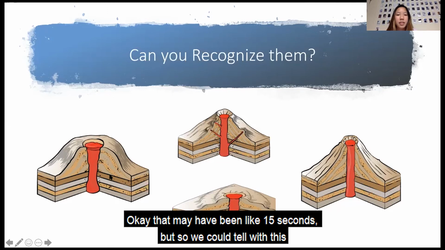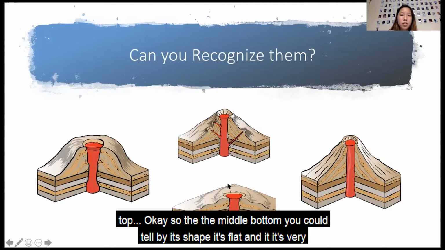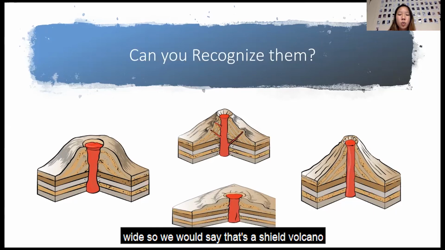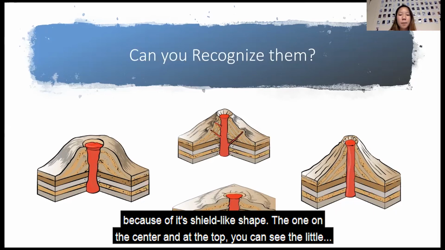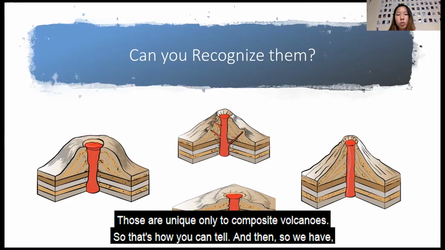Okay, that may have been like 15 seconds, but so we could tell, the middle bottom, you could tell by its shape, it's flat and it's very wide. So we would say that's a shield volcano, because of its shield-like shape. The one in the center and at the top, you can see they look like branches in the magma. Those are your composite volcanoes with a conduit system. Those are unique only to composite volcanoes. So that's how you could tell.